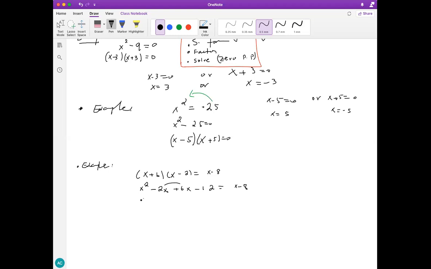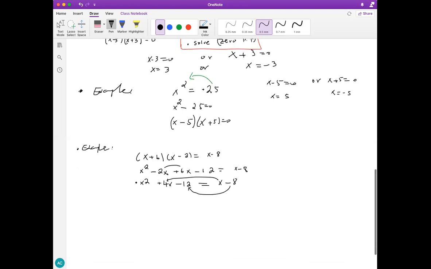So we're going to combine these two. So x to the second positive 4x minus 12 is x minus 8. Now that we don't have any like terms to combine, we can move these. We're going to move this next to this. Negative 8 will be combined with this, so these will not change. X to the second plus 4x.